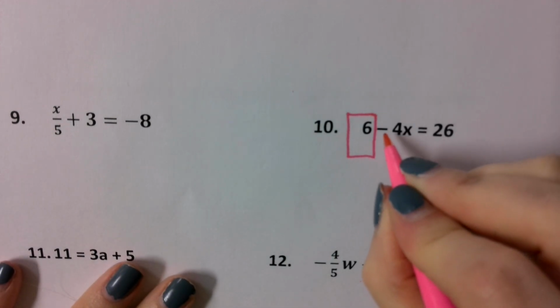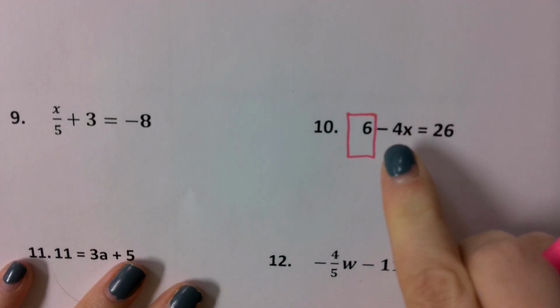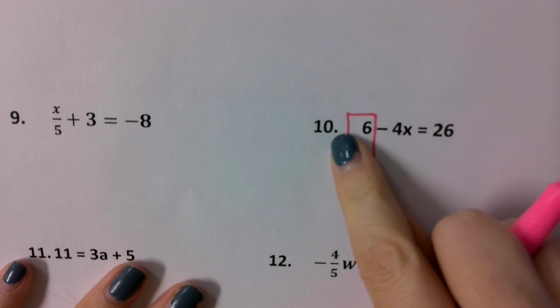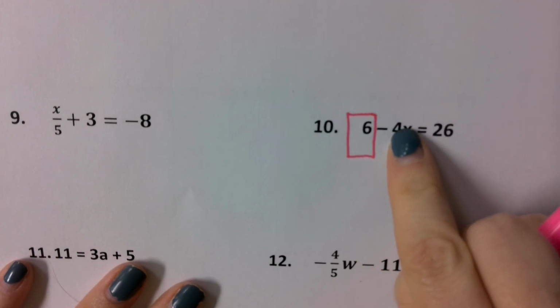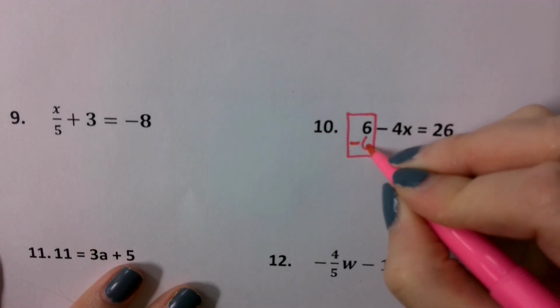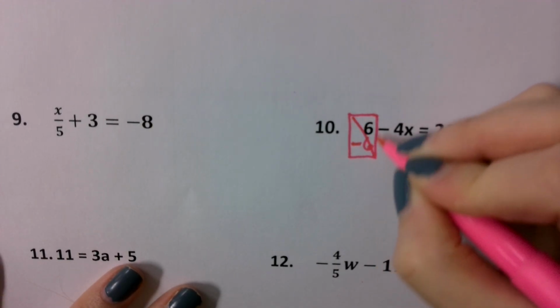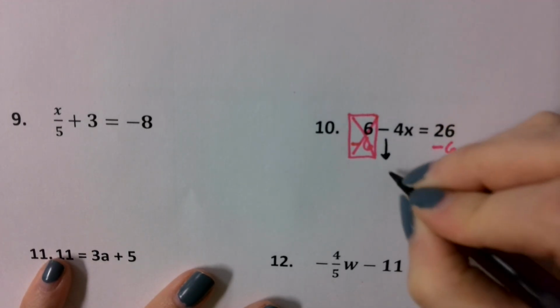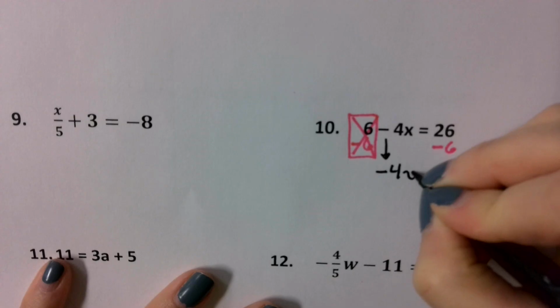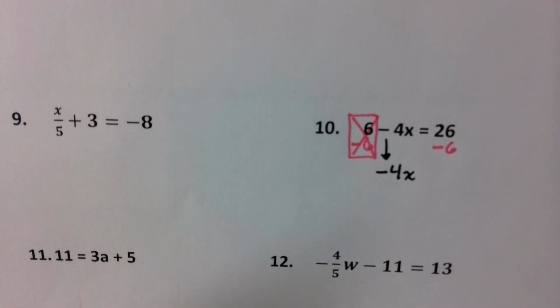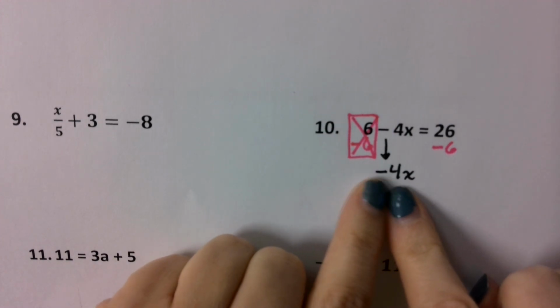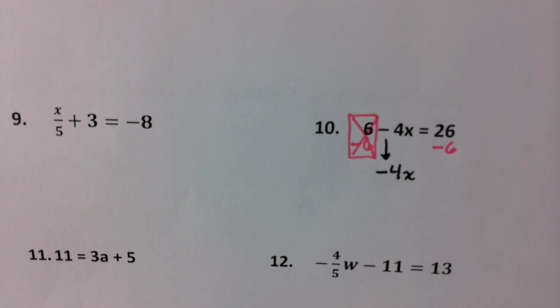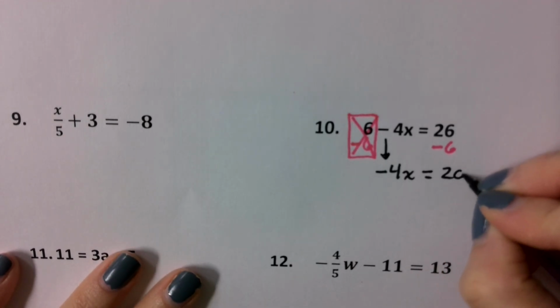Okay? So even though we see subtraction, does that subtraction sign belong to the 6? No, it belongs to the 4x. So we're actually going to subtract 6 from both sides. Those will get canceled out here. And now what's left, that minus sign has to come down. And now instead of it being a 4x, it's now a negative 4x. Instead of it just saying minus 4x, it now acts like it's a negative 4x. Remember the importance of your signs for your terms. And that's going to be equal to 20.